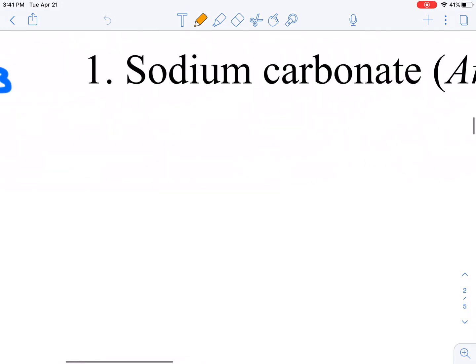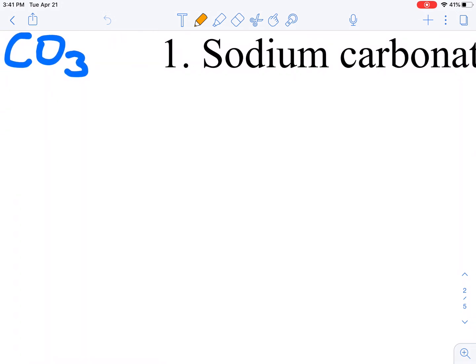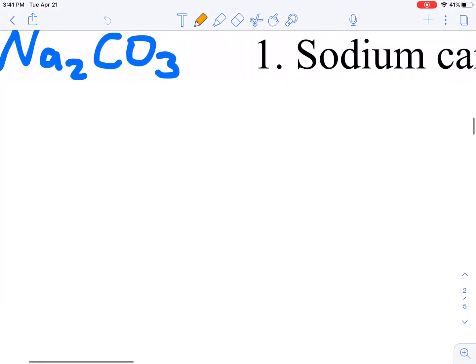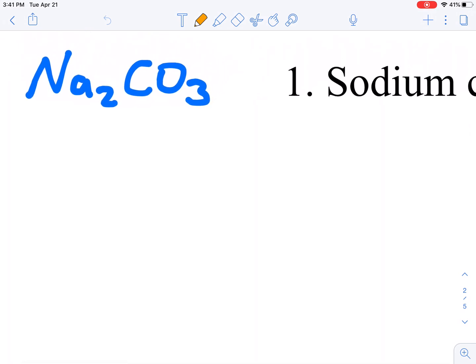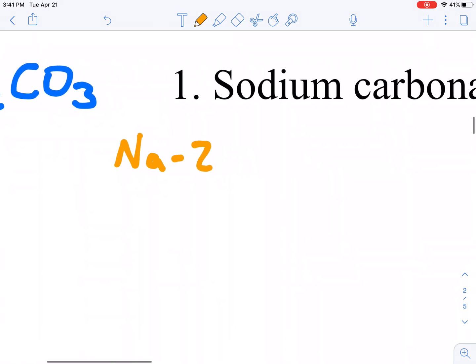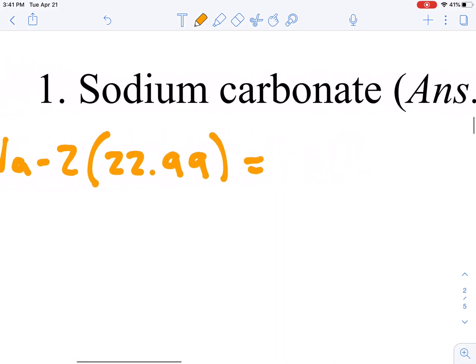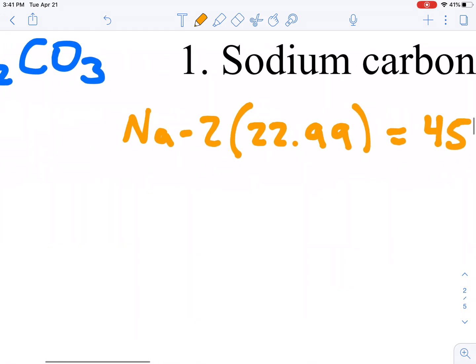We know in sodium carbonate, we definitely have some sodium. And there are two sodiums. Let's do it this way. We have sodium. There are two of these. That means each sodium comes in at 22.99. If you do 2 times 22.99, you will get 45.98 as a mass coming directly from sodium.